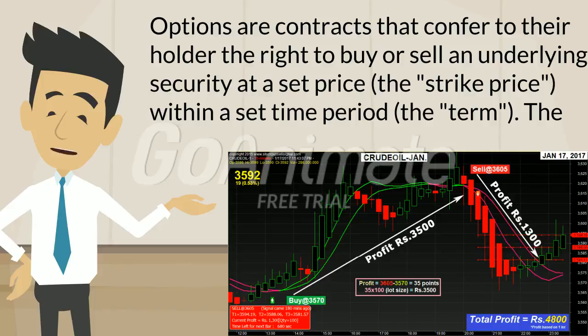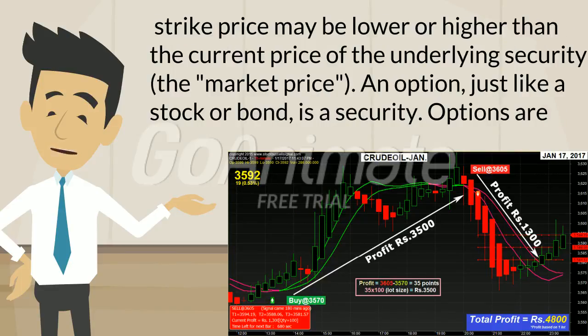Options are contracts that confer to their holder the right to buy or sell an underlying security at a set price, the strike price, within a set time period, the term. The strike price may be lower or higher than the current price of the underlying security, the market price. An option, just like a stock or bond, is a security.